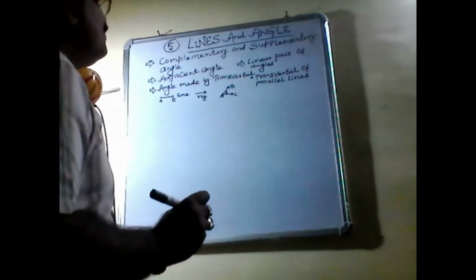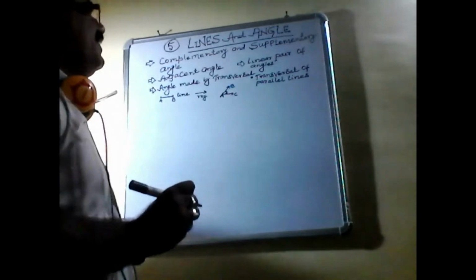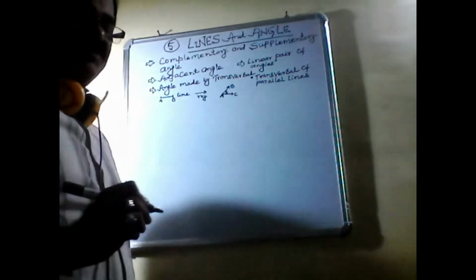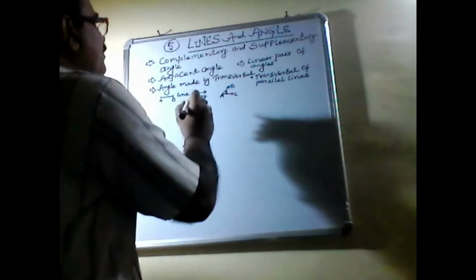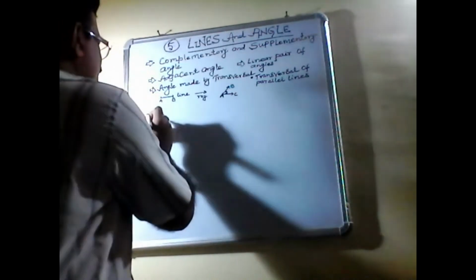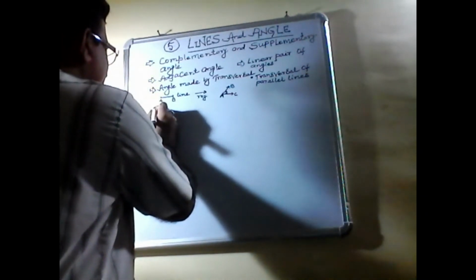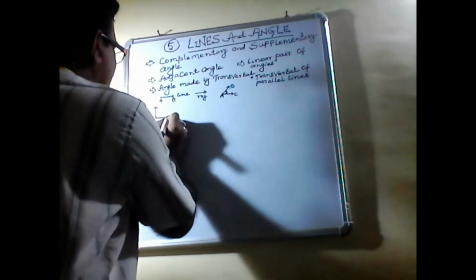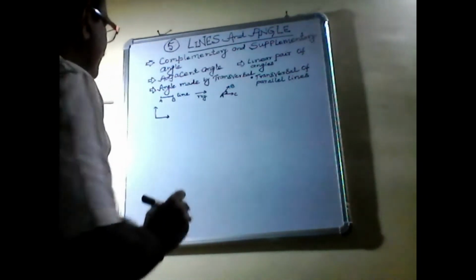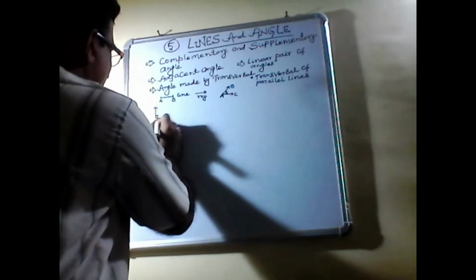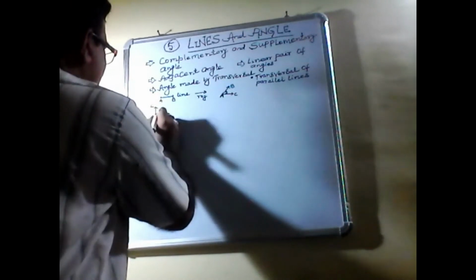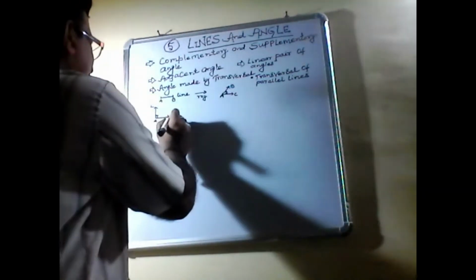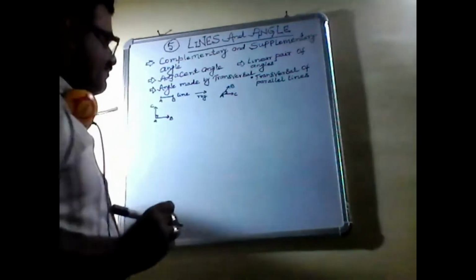Now come to complementary and supplementary angles. There are two types of angles, and now we will study them. You can very easily understand that its value will be 90 degrees. The angle BAC or CAB, its value will be 90 degrees.